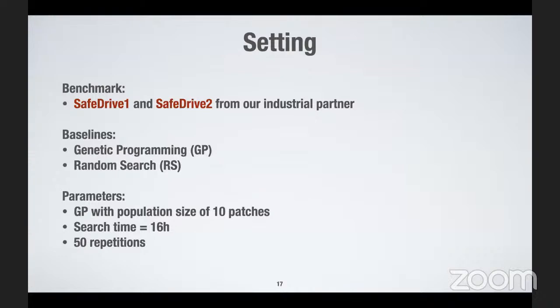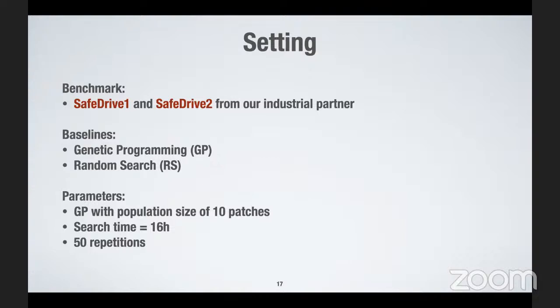We then conducted an empirical study to evaluate our approach. The benchmark is two systems from our industrial partner, Self-Driving 1 and Self-Driving 2. We consider two baselines. One is genetic programming, a population-based, state-of-the-art approach. The other one is random search, which is a pretty standard baseline in search-based approaches.